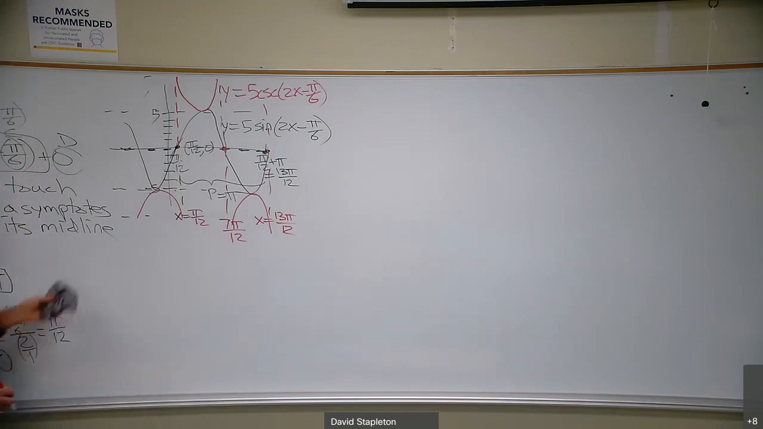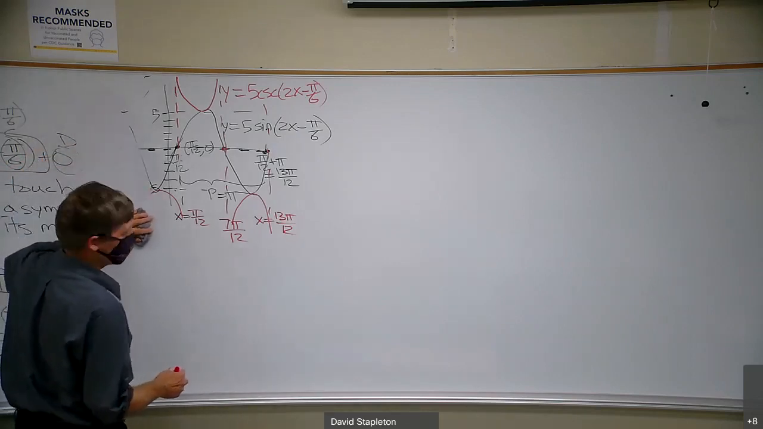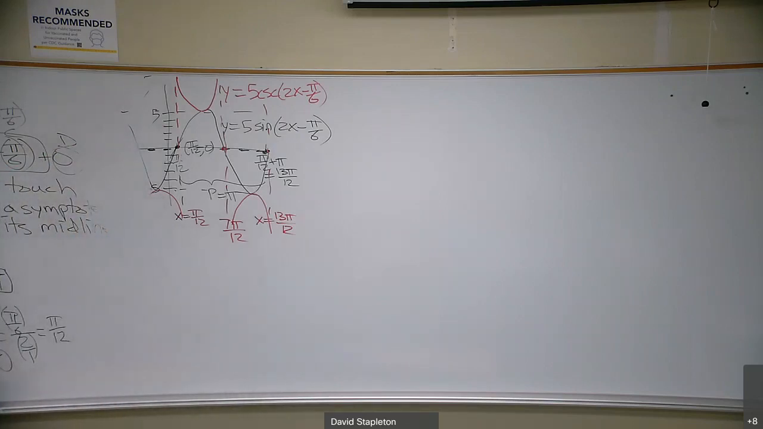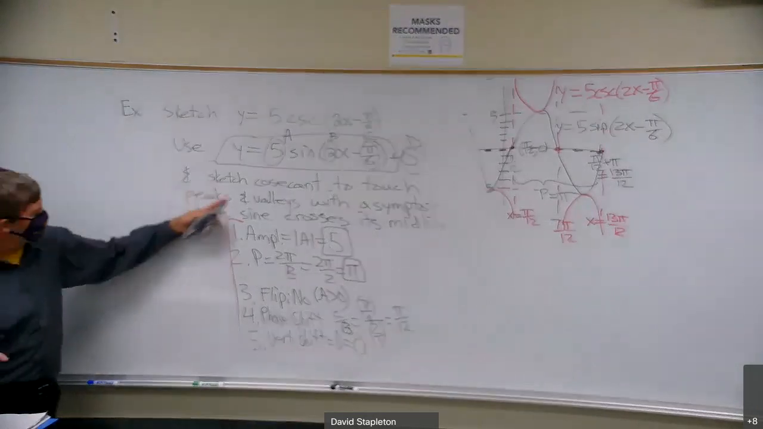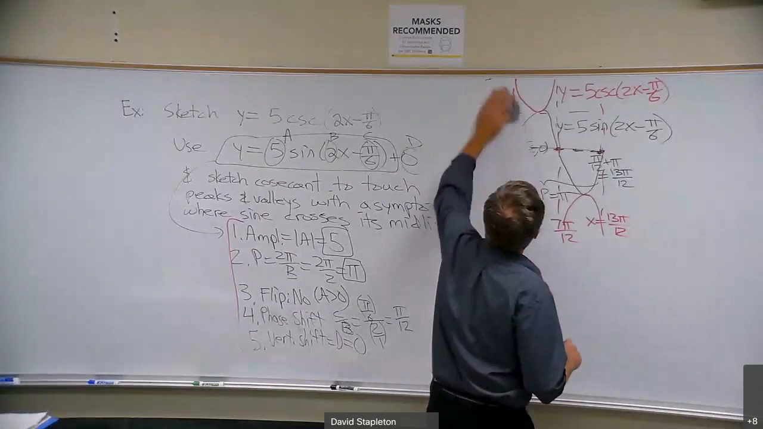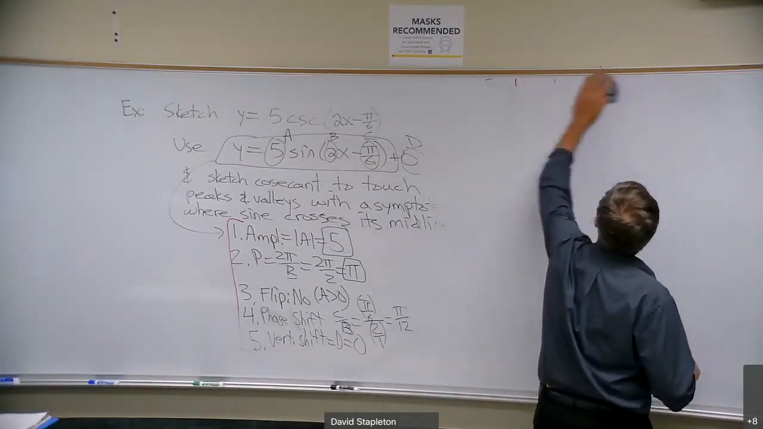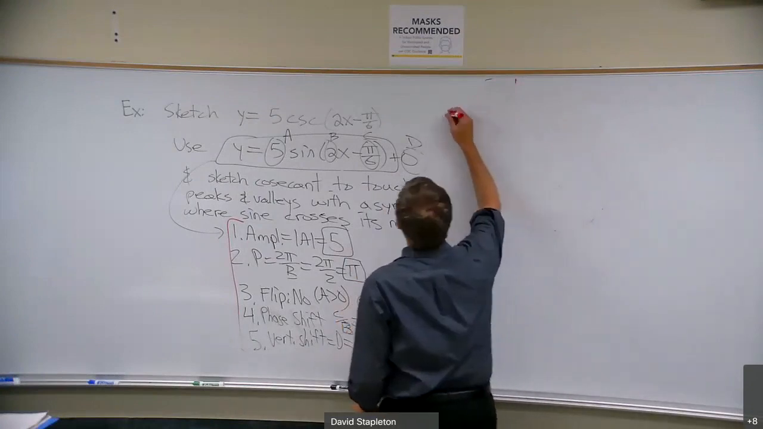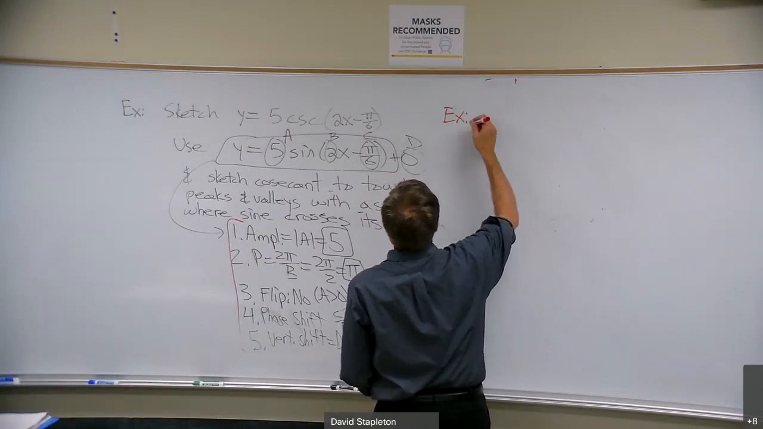So let's try this one. And then if you have a secant or a cosecant, I'm saying these 5 steps right here. If you have a secant or a cosecant, you draw the same thing for sine or cosine, follow these 5 steps, and then get the reciprocal by touching the peaks and valleys.